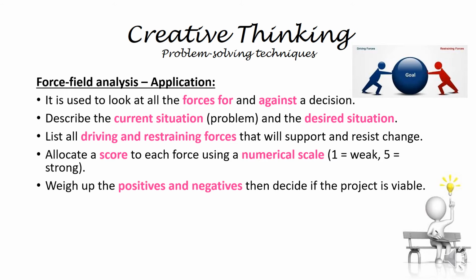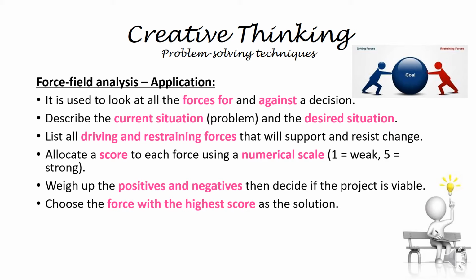Then obviously we're going to add up all the scores that we gave for the driving forces, and we're going to add up all the scores for our restraining forces. So then we will have a total numerical value for the positive forces, the forces for our decision, and we will also have a numerical value of our negatives. And then what we need to do, obviously, we need to see, is this project even viable? Is this a good decision or is it a bad decision? We're going to choose the force with the highest score as the solution. Okay, so whichever one gives us the highest number, that is going to be the one that we are going to be implementing.